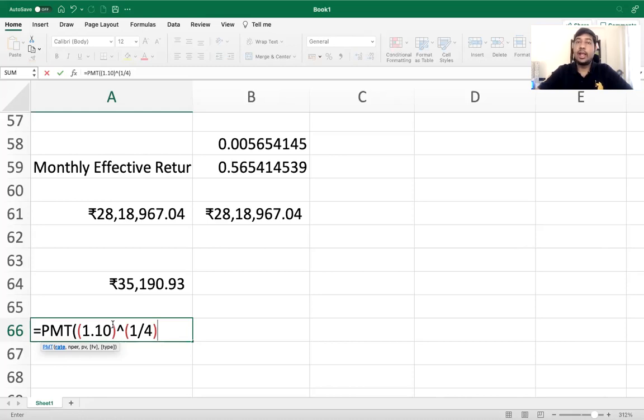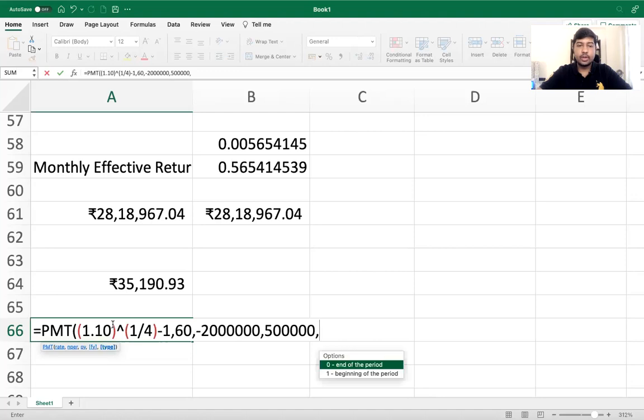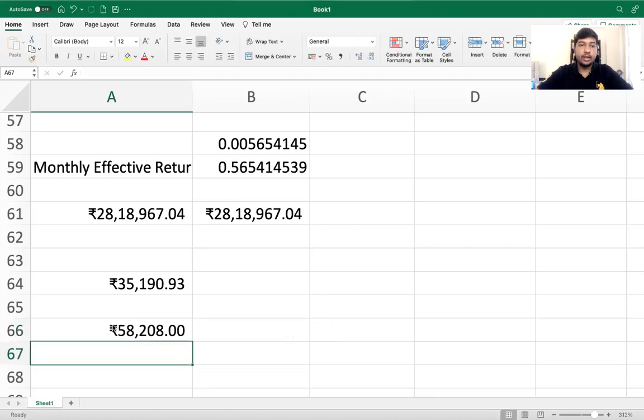So cash flow is paid every quarter. Earlier we used to have cash flows every month, so that is the reason we used to do 1 divided by 12. Here it will be raised to 1 divided by 4 because we need that quarterly effective return. Minus 1, then comma, then the number of payments are 60. Then put a comma again, then present value will be minus 20 lakhs, put a comma again, then future value will be 5 lakhs, put a comma again, and set will be 1. Close the bracket and see the answer.